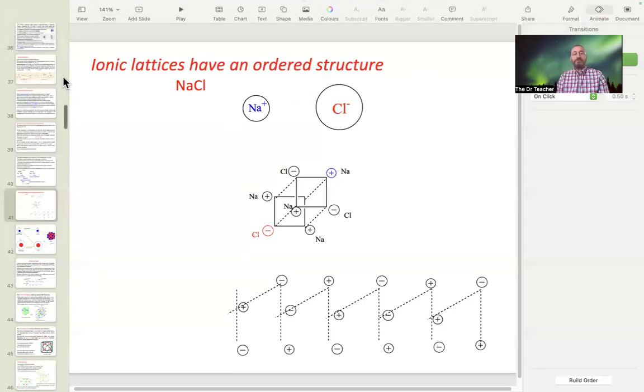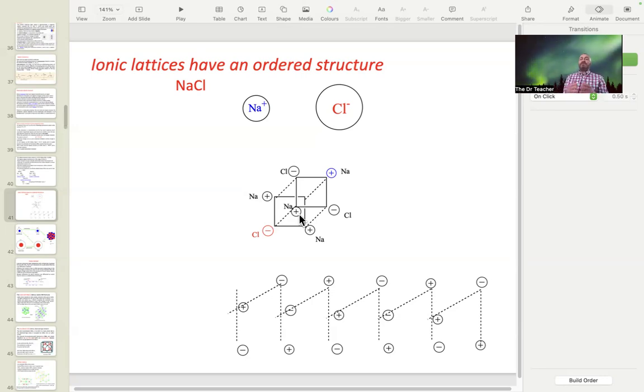Okay, hi. Now we go to slide number 41, talking about how an ionic lattice has an ordered structure. If we talk about sodium chloride, we can see the sodium atom is small and chlorine is big, and the sodium chloride crystal consists of not just NaCl as we know it, but in the unit cell, we call it a unit cell.